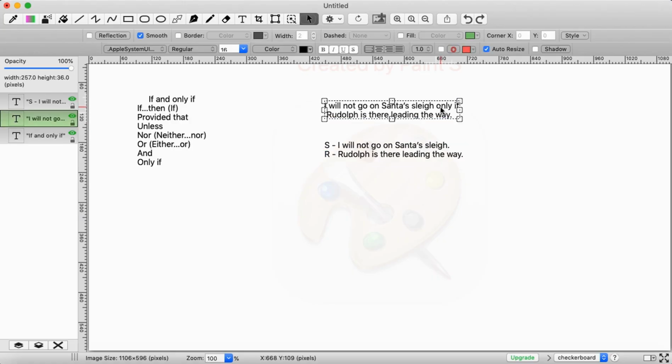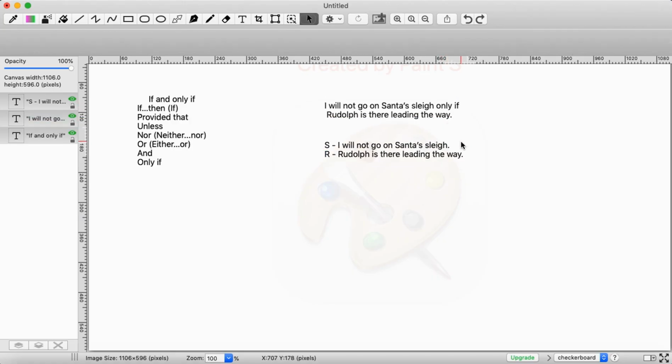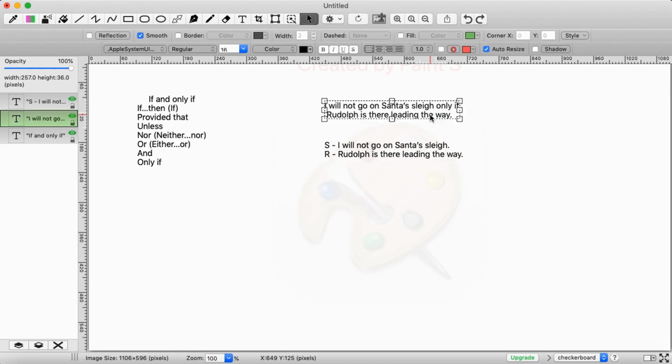Now I'm gonna make maybe a somewhat bigger one. Okay, somewhat bigger question. I'll make it on the fly. I will not go on Santa's sleigh only if Rudolph is there leading the way. So you're going to be with me. I'm going to make this right now on the spot, and then we're going to solve it, okay? And then you can pause the video and try to solve it by yourself and see if it's the same, okay?